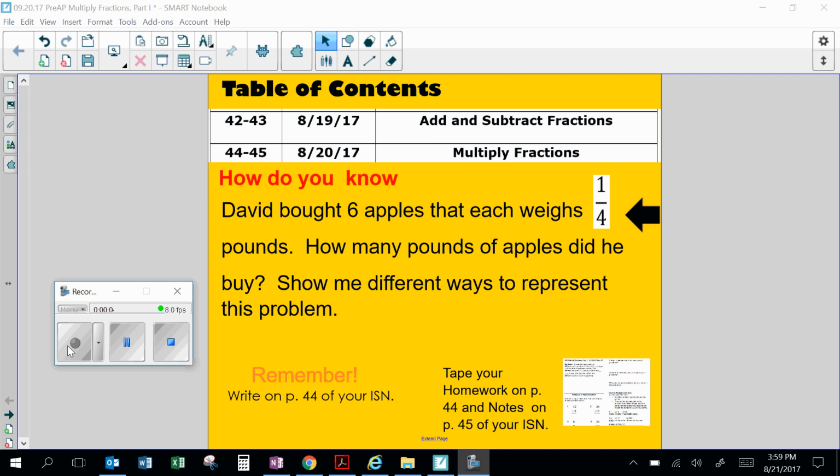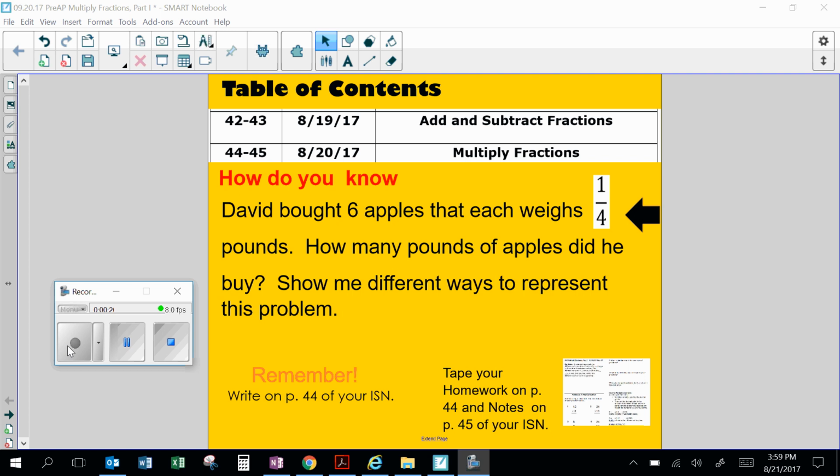Welcome. This lesson is over how to multiply fractions. This is part one of our lesson. So in fifth grade, you should have been able to multiply whole numbers by fractions. Let's see what you remember from your fifth grade year.